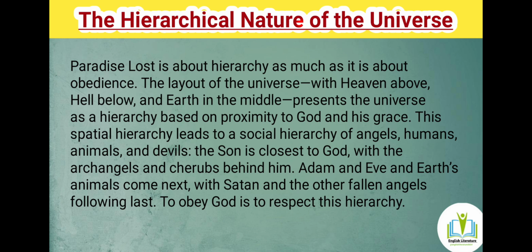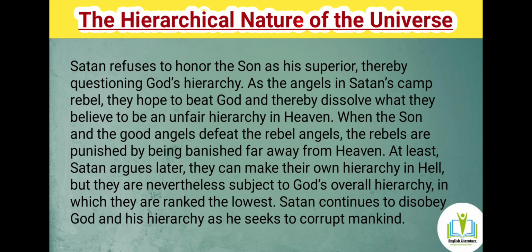To obey God is to respect this hierarchy. Satan refuses to honor the Son as his superior, thereby questioning God's hierarchy. As the angels in Satan's camp rebel, they hope to beat God and thereby dissolve what they believe to be an unfair hierarchy in heaven. When the Son and the good angels defeat the rebel angels, the rebels are punished by being banished far away from heaven. At least Satan's army lost. They can make their own hierarchy in hell, but they are nevertheless subject to God's overall hierarchy, in which they are ranked the lowest. Satan continues to disobey God and his hierarchy as he seeks to corrupt mankind.